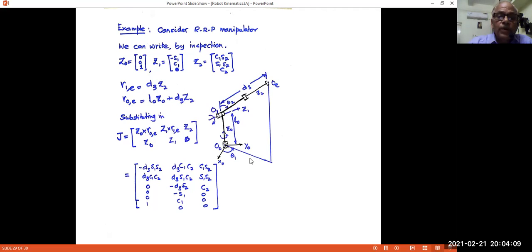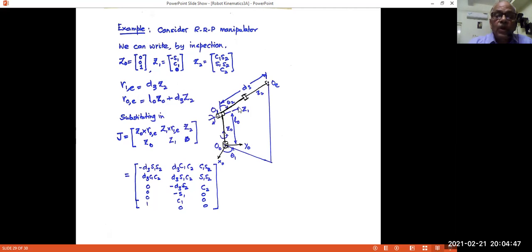In this, what is Z0? Z0, we know is 0, 0, 1. And Z1 is along this direction, which is actually 90 degrees to this Z2 line. Originally, without rotation, it is in line with Y0. After rotation by an angle theta 1 about Z0, it makes a positive angle. Therefore, you can see that it makes an angle 90 plus theta with x0.